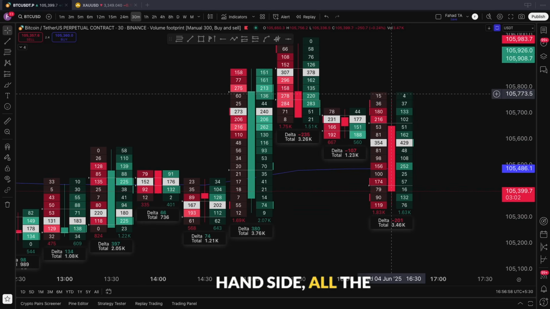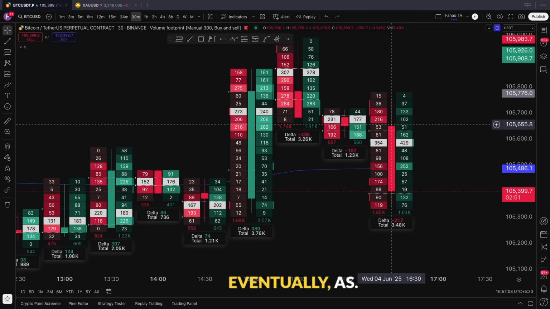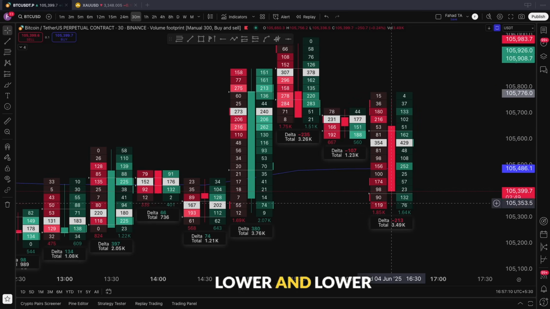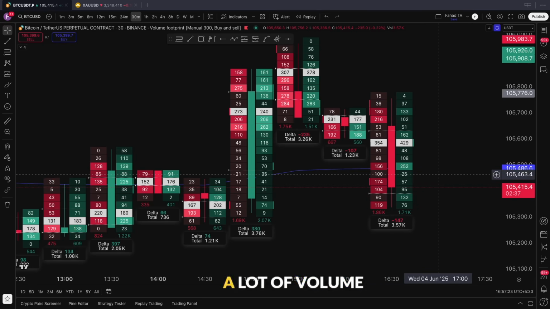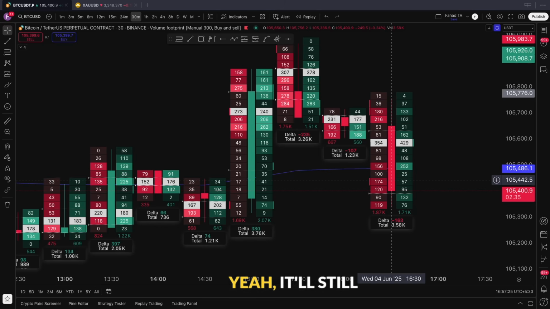On the left-hand side, all the numbers that you see are the sellers in the market. So let's say at 105.7, there were this many sellers and this many buyers. Then as you keep going lower and lower, the volume keeps on increasing because that is where the price is spending most of its time. Usually you will see much bigger numbers when the volume is good in the market. Right now while I'm recording the video, there is not a lot of volume entering the market, but it will still help us for learning purposes.